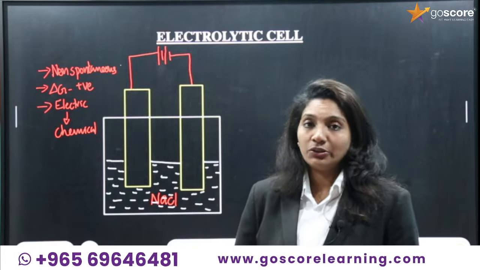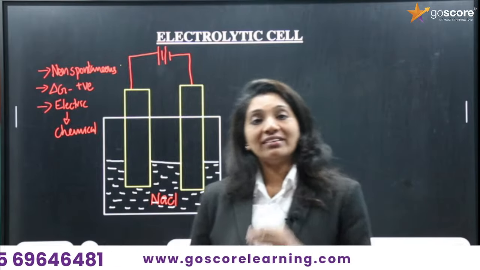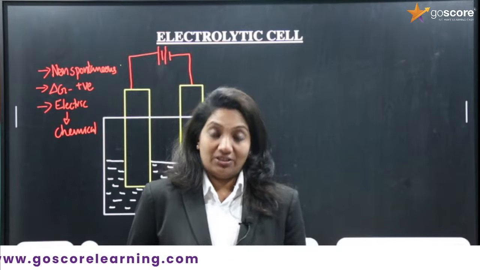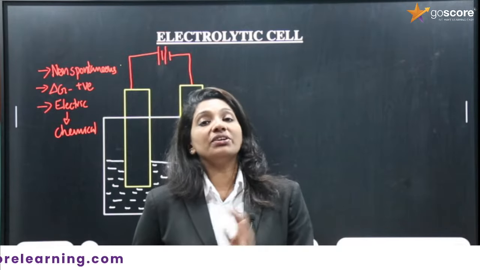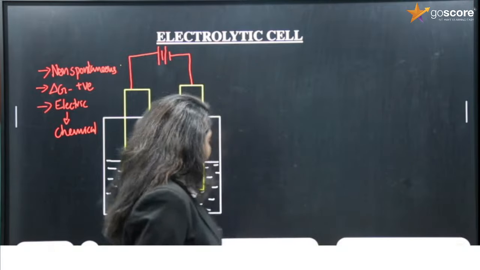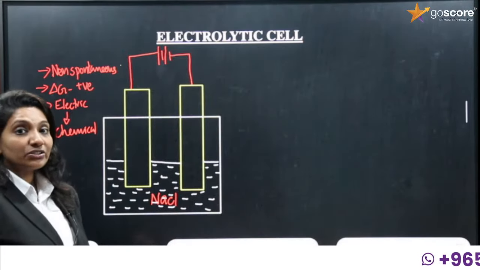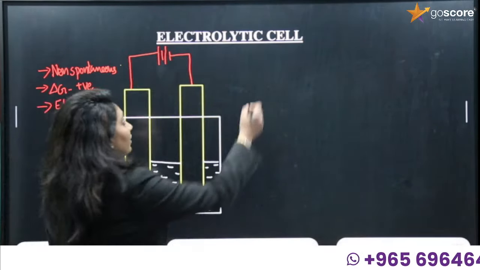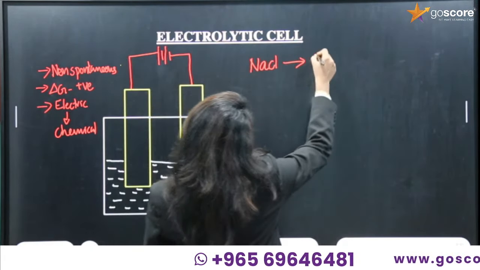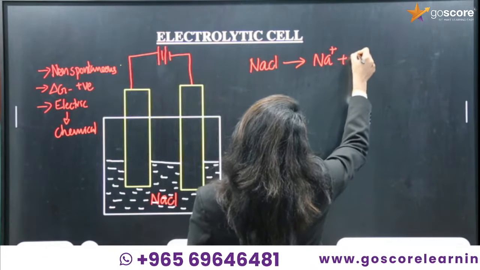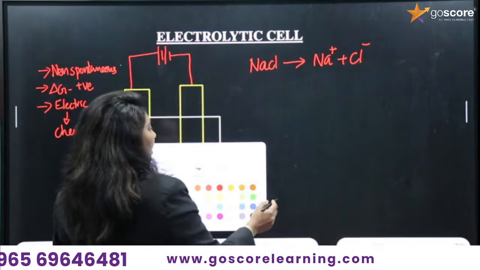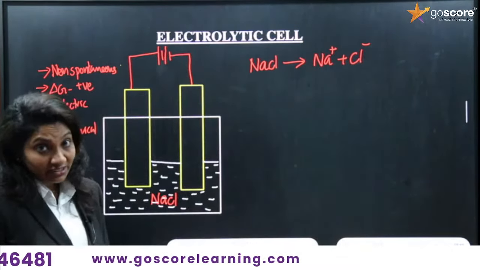For a solution to conduct electricity, it needs free ions. For an aqueous solution to conduct electricity, it should contain free ions in it, right? So we have taken sodium chloride as the electrolyte, and in the aqueous solution, we know that the sodium chloride will convert into Na+ and Cl- ions, right? So, since there are free ions present, it can conduct electricity.